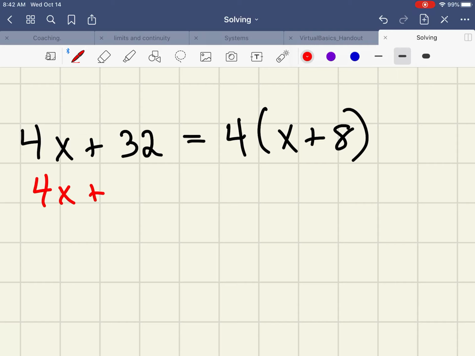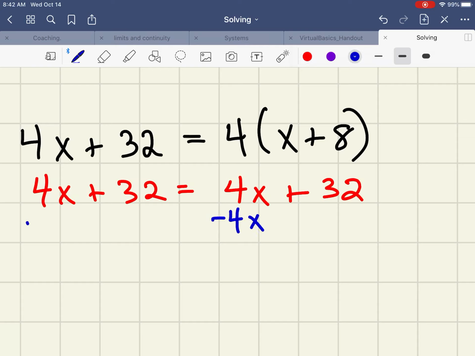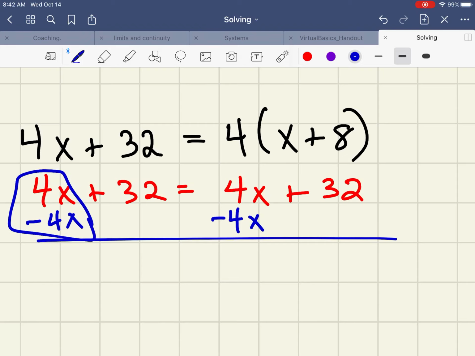Sometimes the variables are going to disappear. Kind of similar in this problem. I'm going to distribute that 4. I get 4x plus 32. And I can see at this stage that I have identical equations. Now, if I didn't notice that and I subtracted the 4x from both sides, just like the last problem, variables on both sides are going to cancel. And I get 32 equals 32.